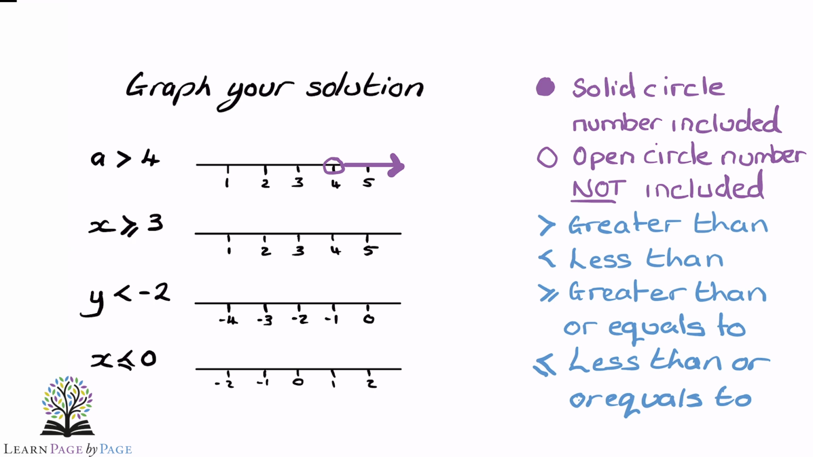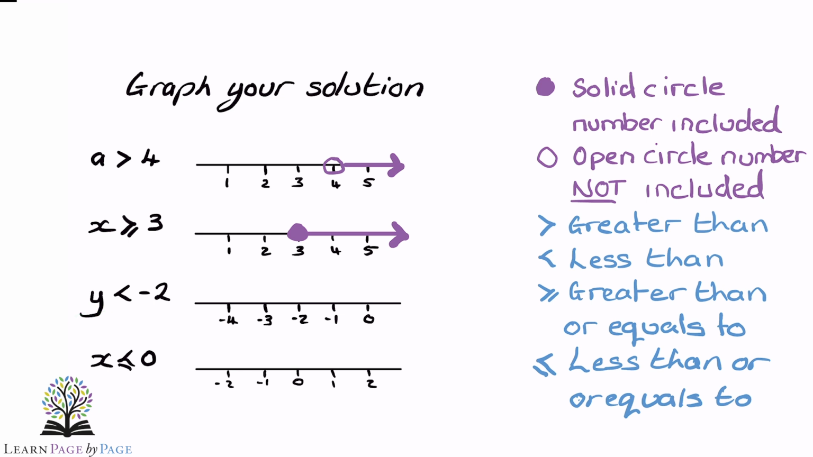Now the next one, x is greater than or equals to 3. So greater than or equals to means the number is included. So we use a solid circle. We find 3, solid circle, and we need to go in the same direction as the one before. And that one's done.